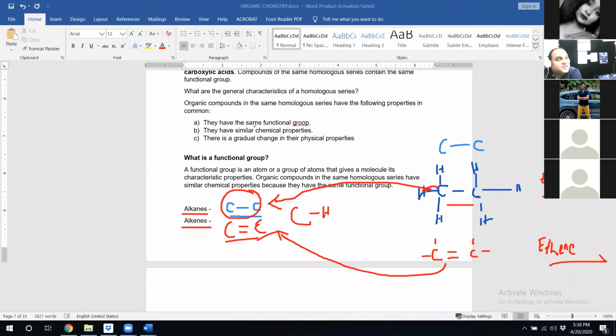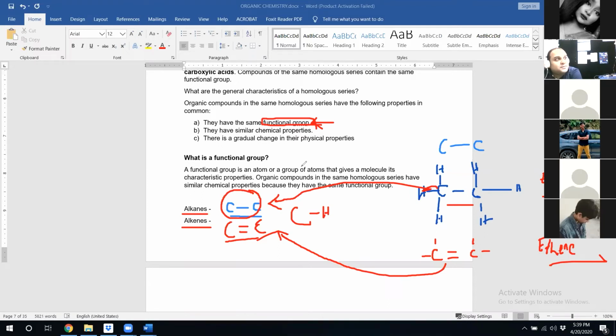The criteria of classifying a compound is number one, its functional group. Number two, its chemical properties. And number three, its physical properties. And the chemical properties and the physical properties depend on the functional group. This functional group determines what type of reaction the compound will undergo. So ethane belongs to the family alkane.